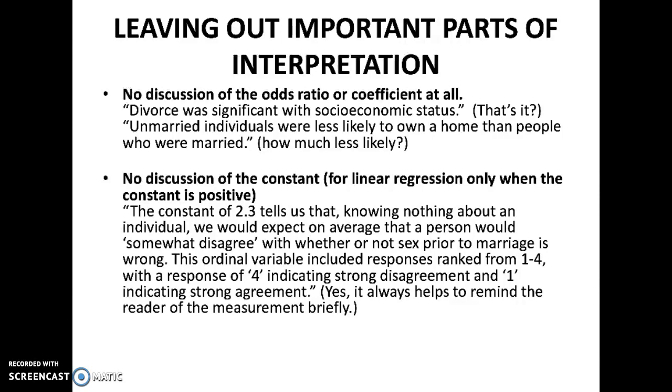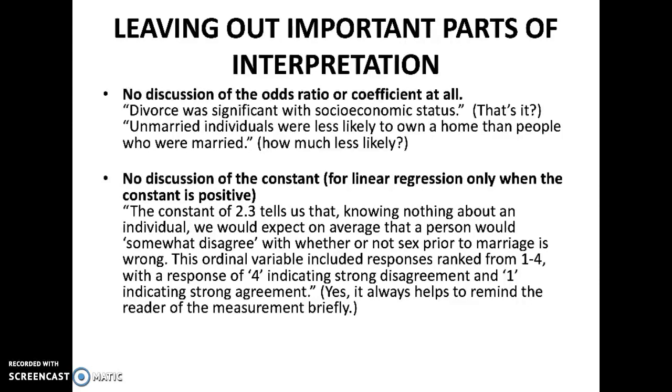Second part, no discussion of the constant. This is only for linear regression when the constant is positive. Occasionally you'll get negative constants, which we really don't spend a lot of time on. They are mathematically possible, but they don't make much sense when writing them into English. So if you have a positive constant, you need to write about it. The constant of 2.3 tells us that knowing nothing about an individual, we would expect on average that a person would somewhat disagree with whether or not sex prior to marriage is wrong. The ordinal variable included responses ranked from 1 to 4, with a response of 4 indicating strong disagreement and 1 indicating strong agreement.